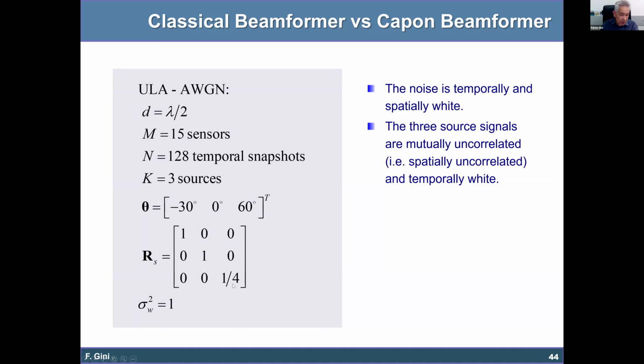And this is the correlation matrix of the 3 sources. Because this correlation matrix is diagonal, the 3 sources are uncorrelated. And because they are Gaussian, they are also independent. The first 2 sources have power 1. The third source is weaker. It has power 1 over 4. And the power of the noise is 1.